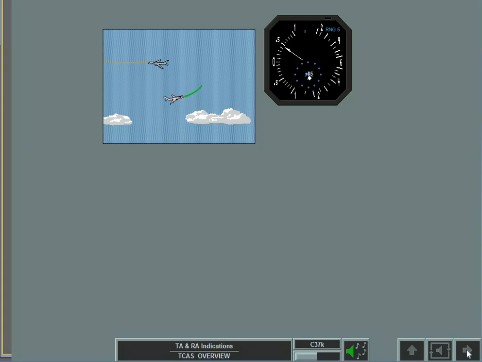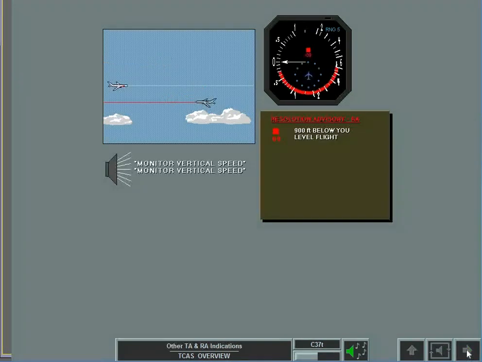The preceding 2 RAs were corrective RAs. That is, a vertical maneuver was needed to acquire and then maintain a safe vertical speed. Monitor vertical speed. Monitor vertical speed.